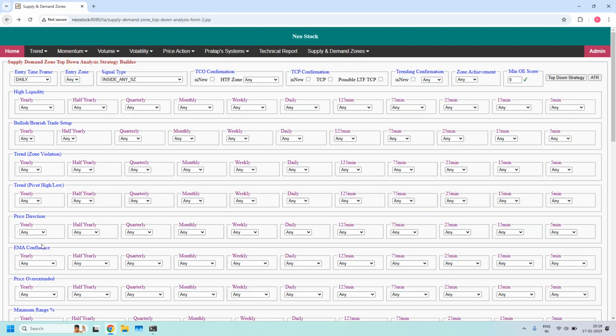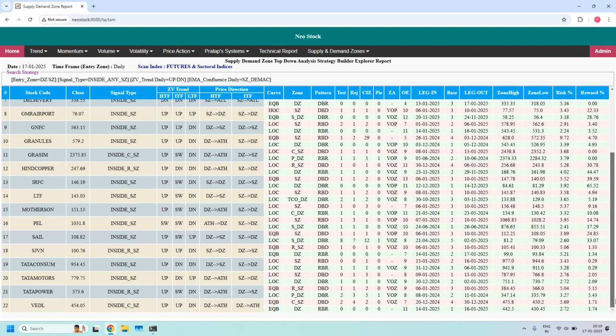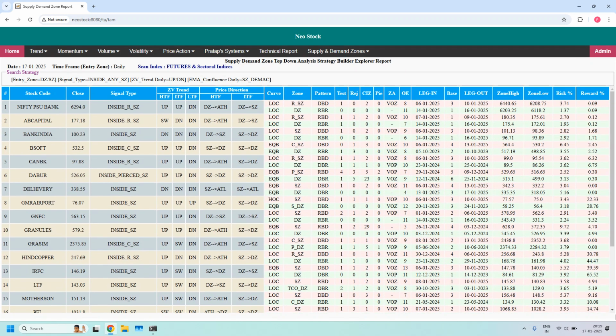Let's add that filter. In the EMA confluence at a daily time frame, I am setting the filter daily supply zone having daily EMA confluence, and the trend at daily time frame should not be sideways. It can be up or down. Let's filter. Even then we got 22 stocks. All these 22 stocks are having daily supply zones having daily EMA confluence, and also current price closed inside the daily supply zone. First 15 stocks in the list.